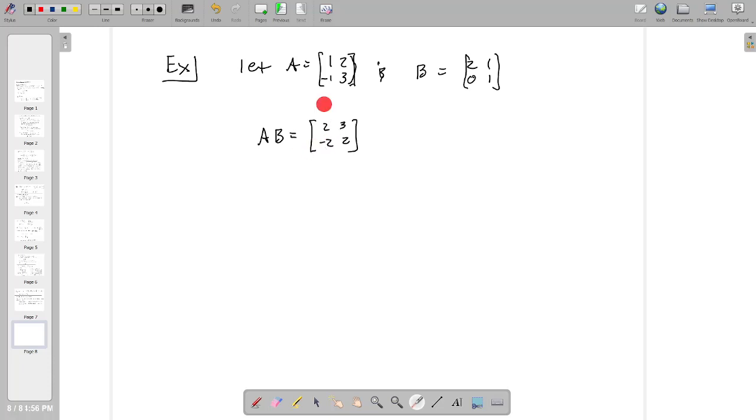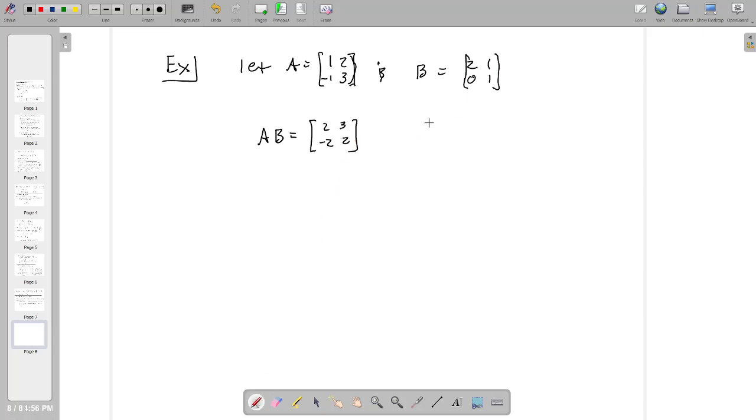We're in the second row, but the first column. So we take the second row of A, multiply by the first column of B. Negative 1 times 2 plus 3 times 0, so negative 2. And then here, this is the second row, second column. So we take the second row of A, multiply it by the second column of B. Negative 1 times 1, 3 times 1. So we get negative 1 plus 3 is 2.